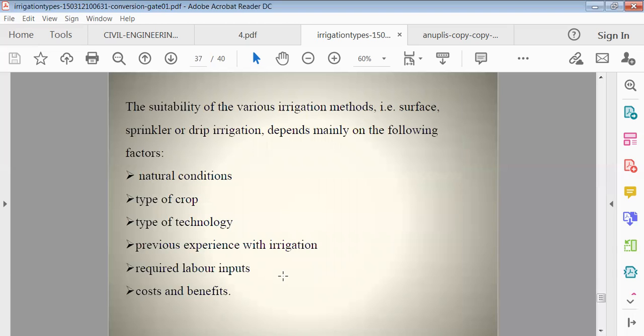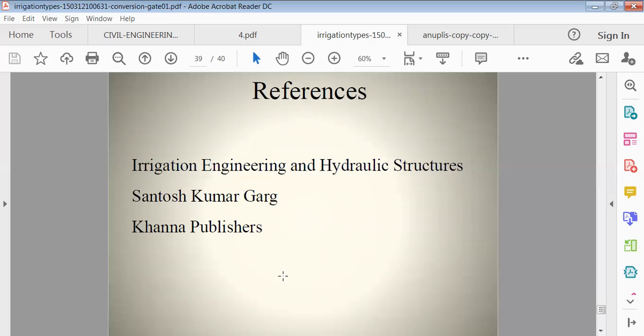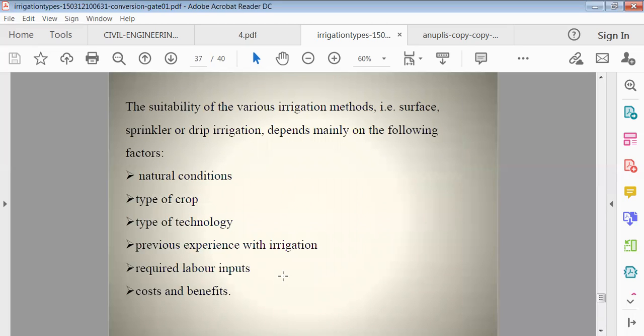So there are many such methods. Which method to use all depends on the natural conditions, type of technology, costs and benefits, labor required, inputs, and the previous experience with the irrigations as such. All right, so these are the different types of irrigation methods, that is surface, sprinkler, and drip irrigation method.